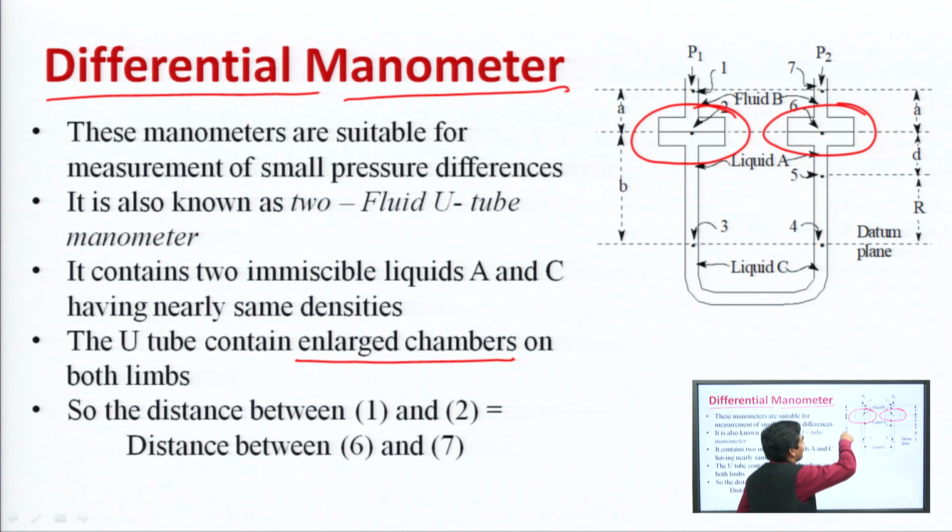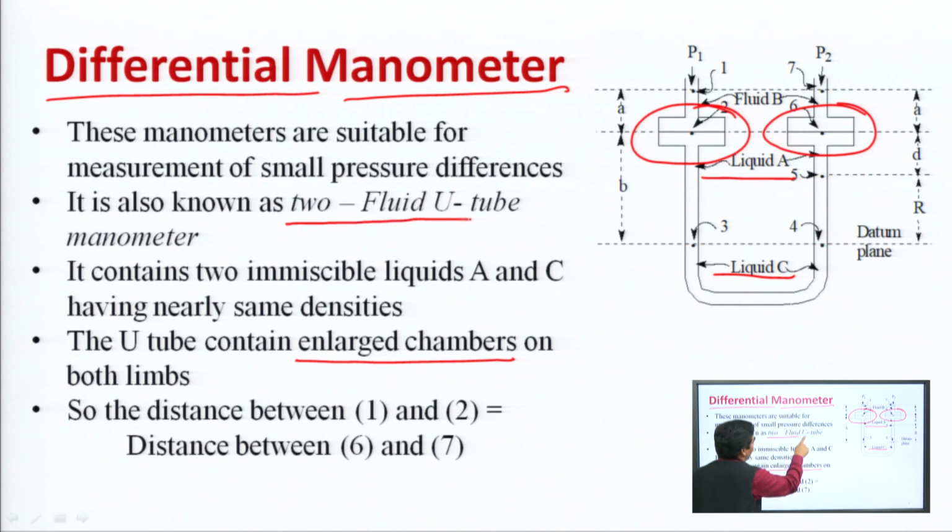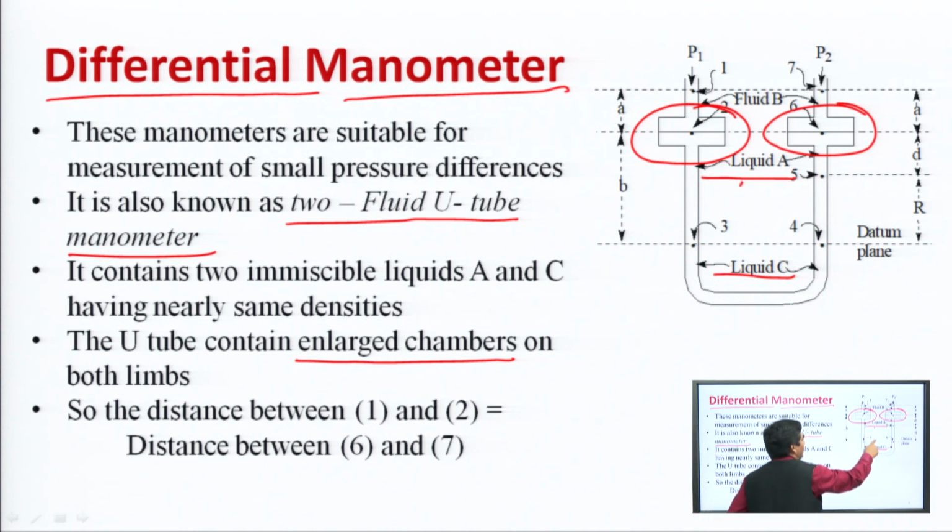In this case, two immiscible liquids, liquid A and liquid C, are used. So, this is also called a two fluid U-tube manometer, because two different liquids are used. The third one is fluid B, which is also used in this manometer.